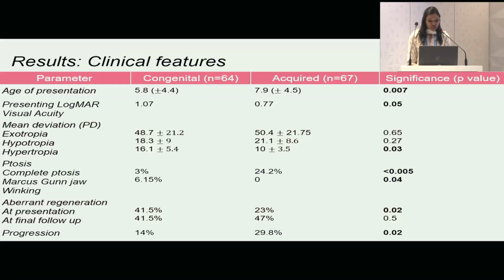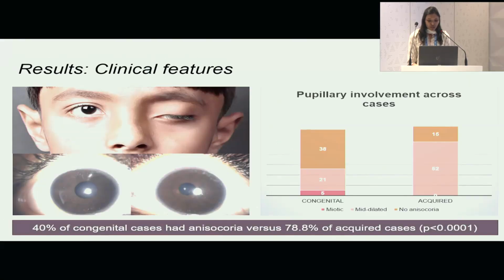Interestingly, progression was seen in both congenital and acquired cases. However, it was much higher in the acquired subset. With regards to pupillary involvement, this was seen in 40% of the congenital cases versus almost twice the number in the acquired cases, and most of these were in the form of a mid-dilated, poorly constricting pupil.